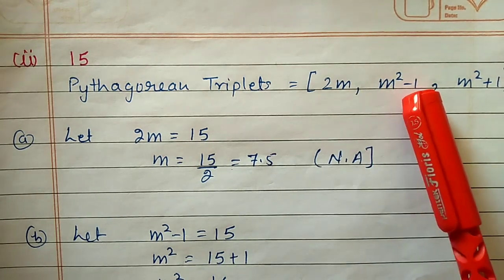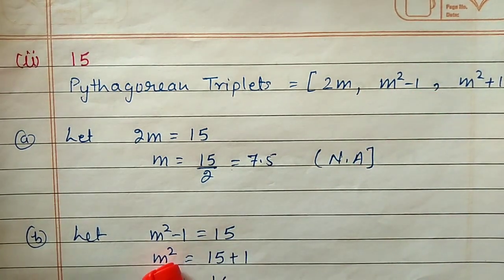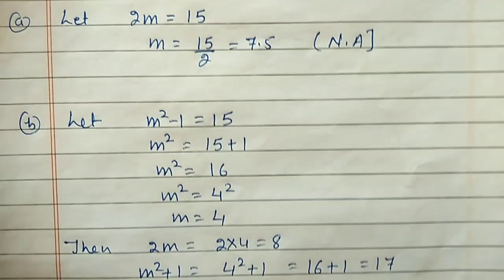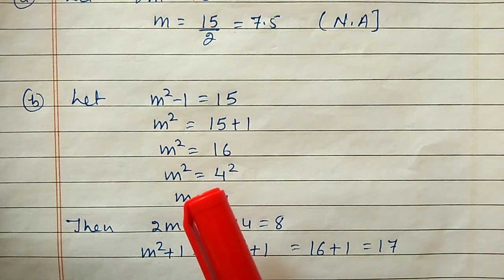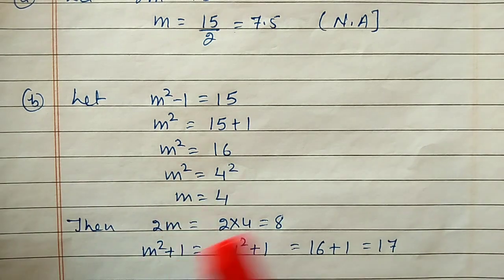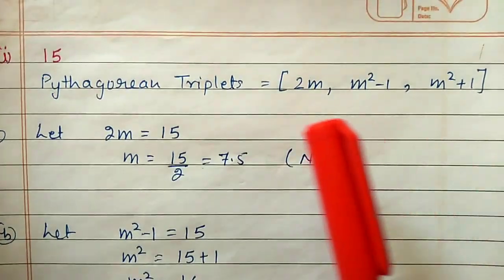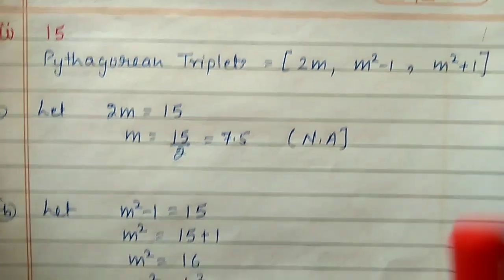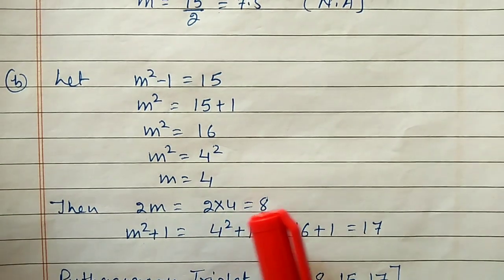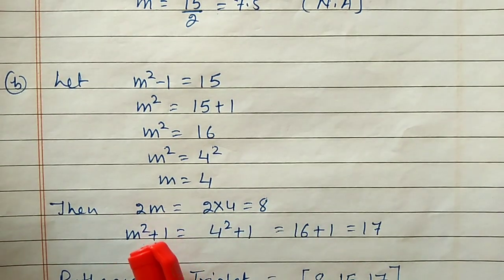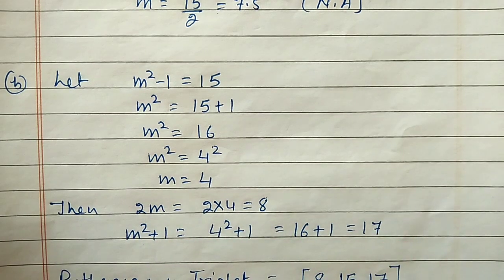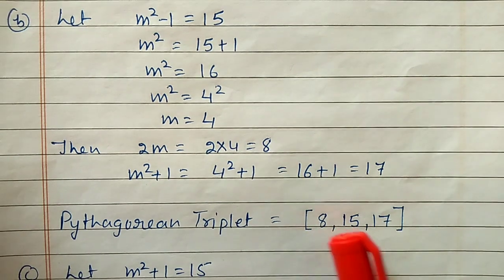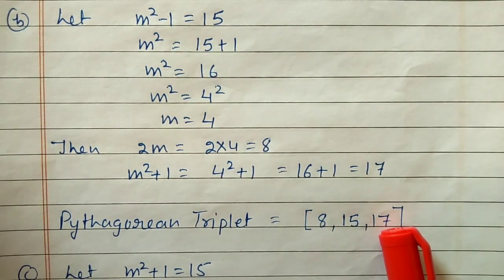So when m square minus 1 is equal to 15, in that case m square is coming 16. 16 we can write as 4 square. So m value is 4. Now this m value we will substitute in the other two places. So 2 into m, 2 into 4, 8, and the last one, m square plus 1, 4 square plus 1 means 16 plus 1, 17. So the numbers here are 8, 15 and 17.